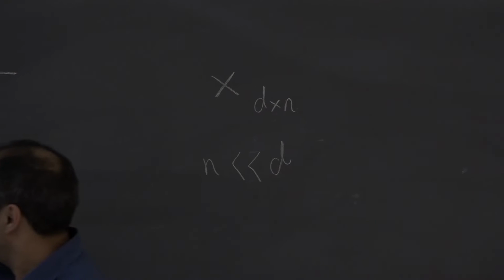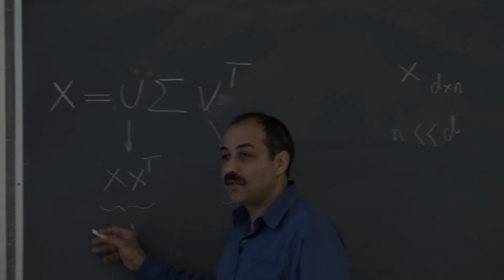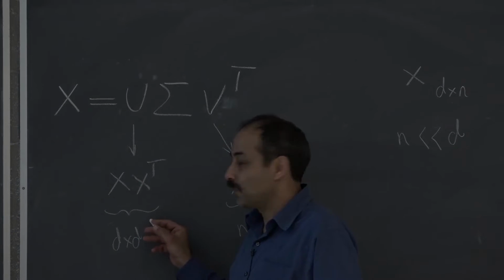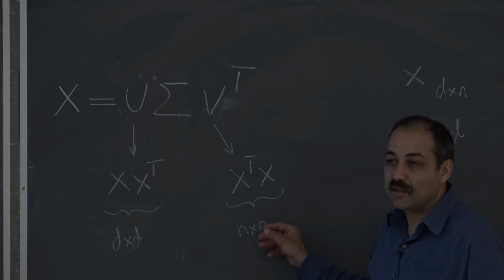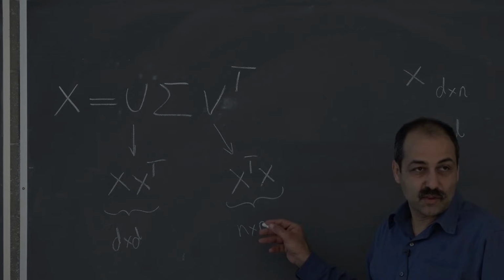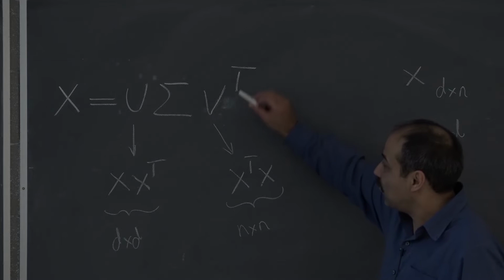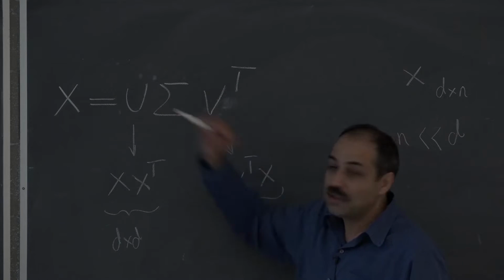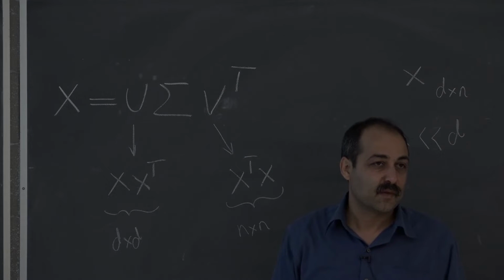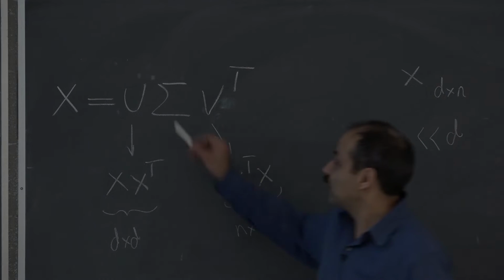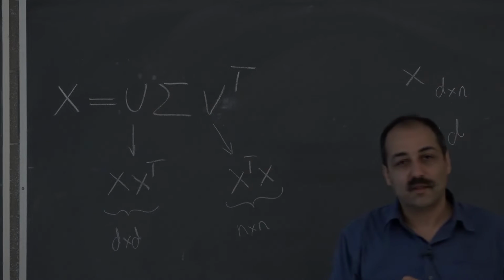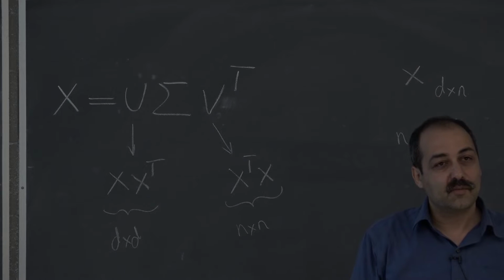So X X transpose would be a pretty large matrix to decompose. But this is a 100 by 100 matrix to decompose. So computing, in this case, computing V is easy, computing U is hard. Can we get rid of computing U altogether and just compute V?